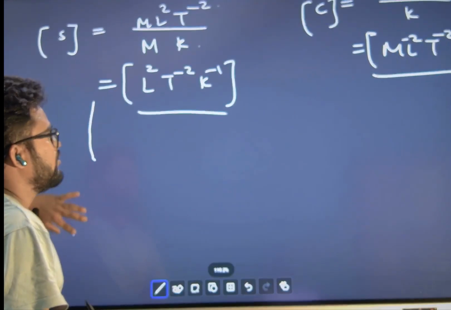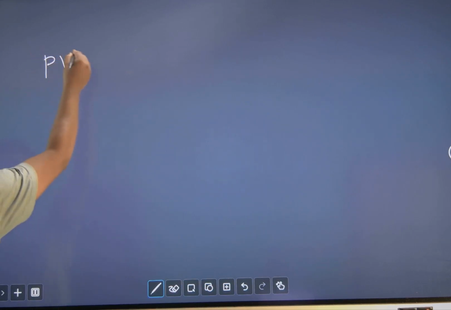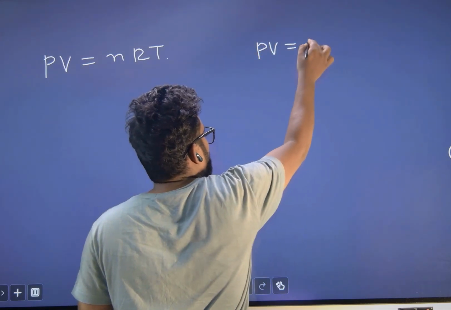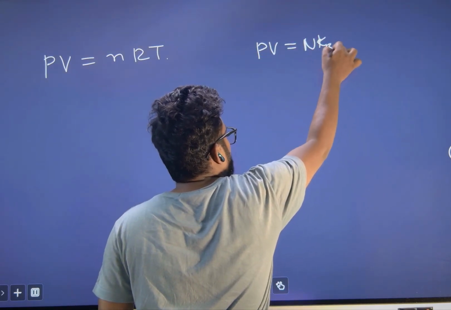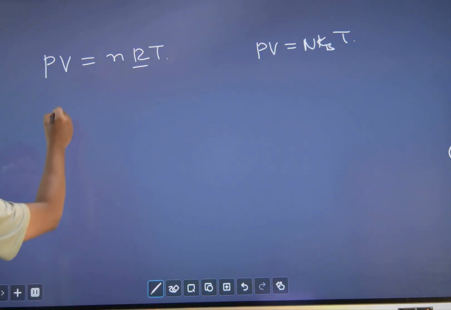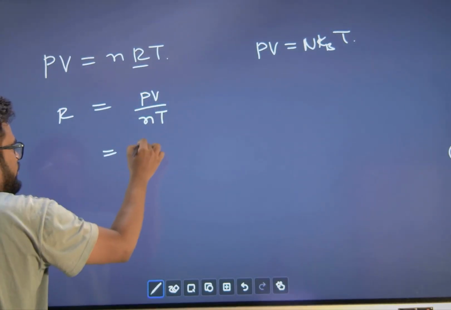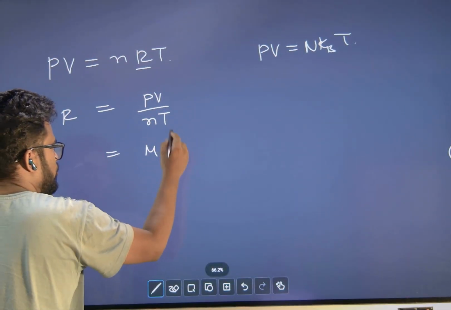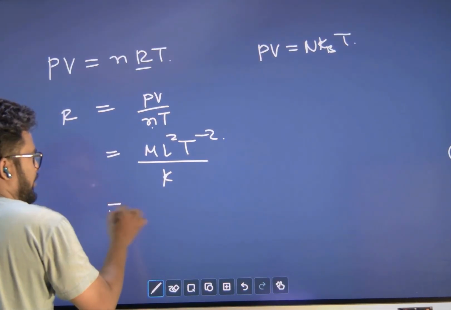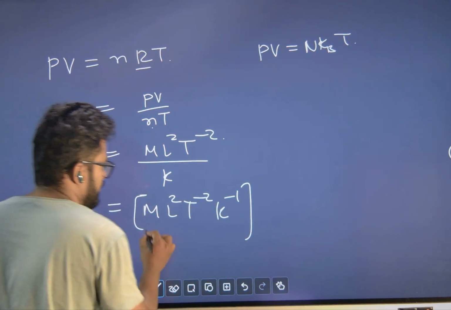Next dimension, PV equals nRT, universal gas constant here, and PV equals n Boltzmann constant times temperature. R is called the universal gas constant. So if you want R, you will write PV by nT. PV is nothing but energy. So ML^2T^-2 upon mole, leave it, T is K. So ML^2T^-2K^-1. Clear?